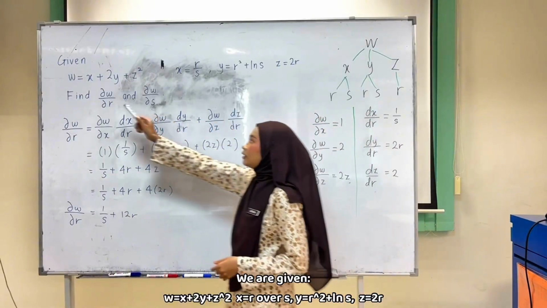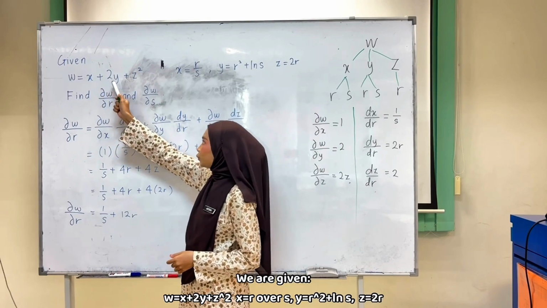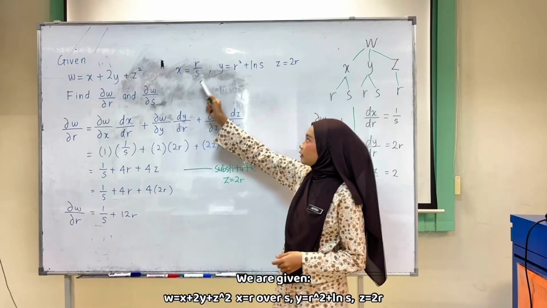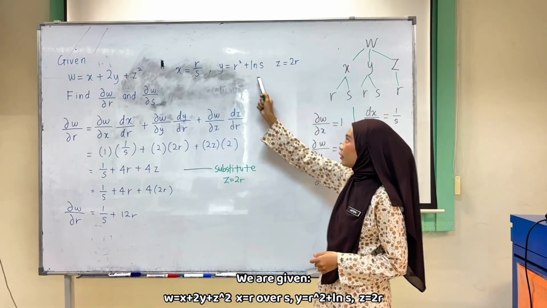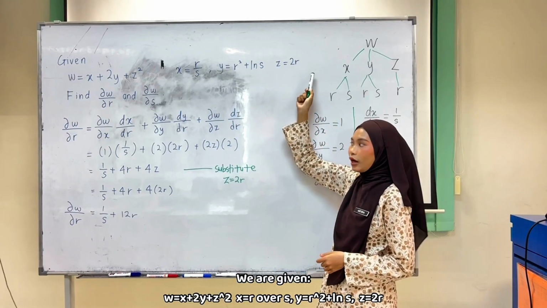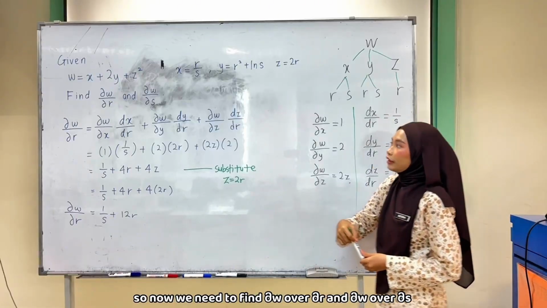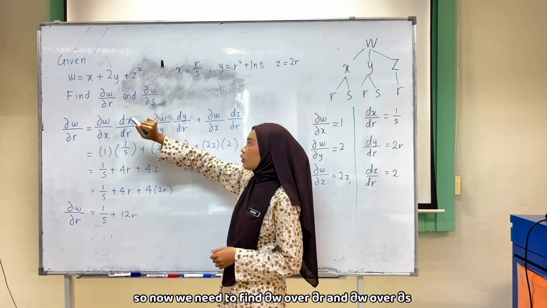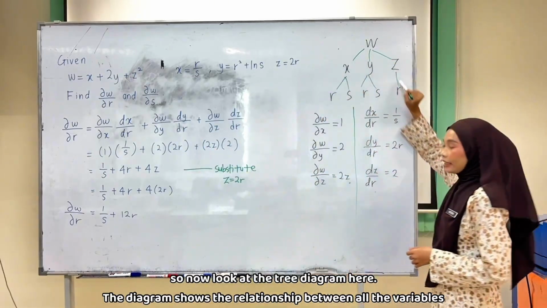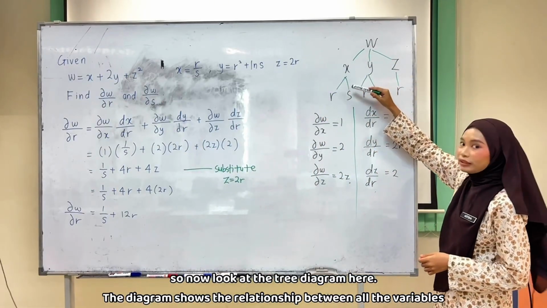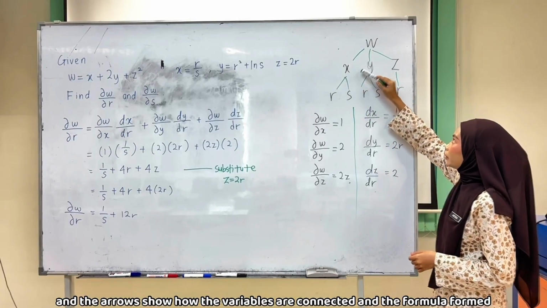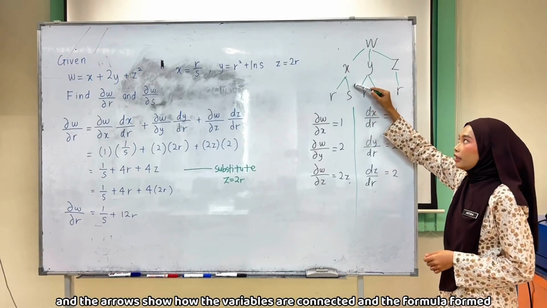We are given w equal to x plus 2y plus z squared, and x equal to r over s, y equal to r squared plus ln s, and z equal to 2r. So now, we need to find partial w over partial r and partial w over partial s. Look at the tree diagram here. The diagram shows the relationship between all the variables, and the arrows show how the variables are connected and the formula form.